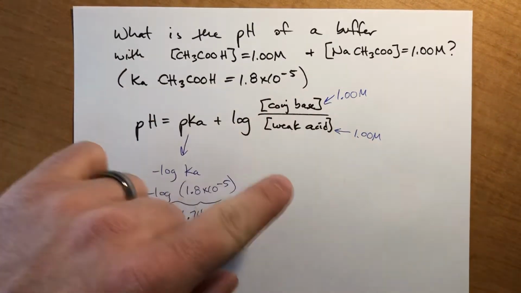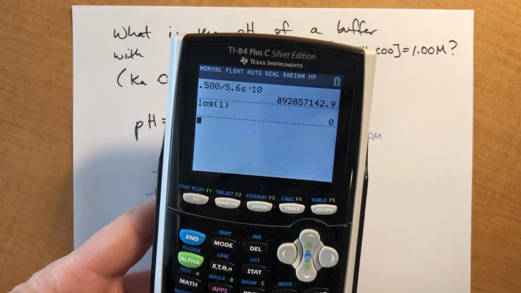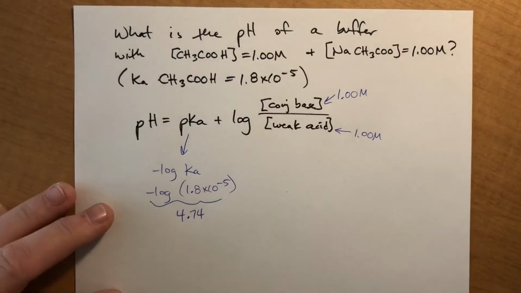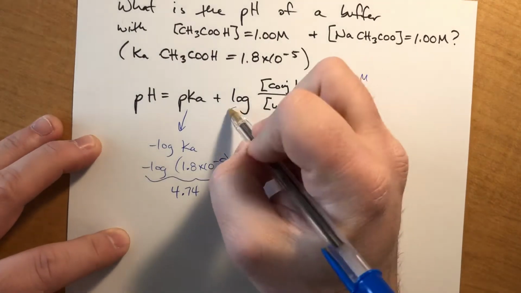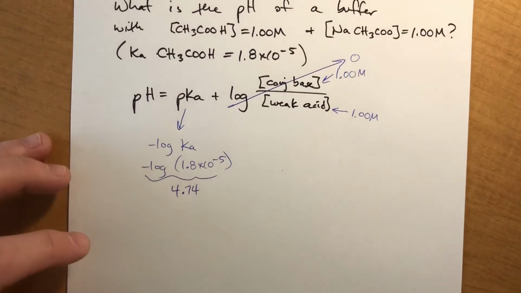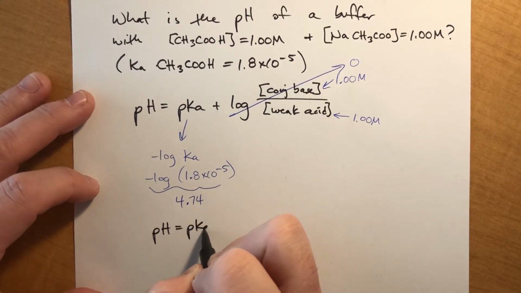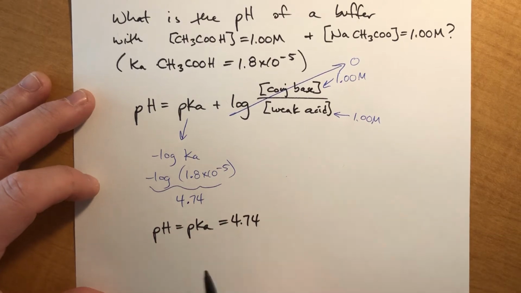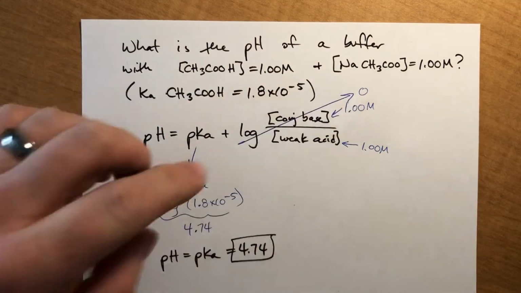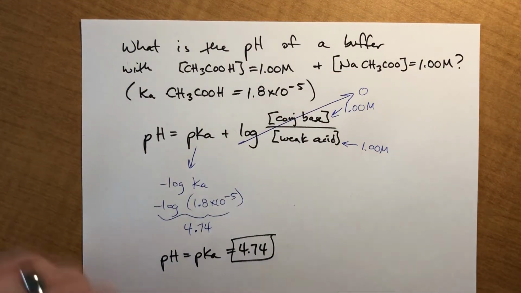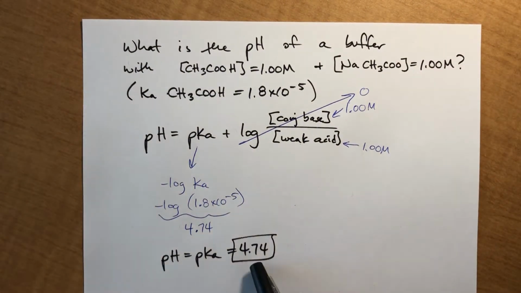And so 1 divided by 1 is 1, and if you take the log of 1, you get 0, which means for this particular problem, this whole part cancels out. All of that cancels out and becomes 0. So the pH equals the pKa, which happens to be 4.74. In other words, if you had an acetic acid, sodium acetate buffer with equal concentrations of these, the pH will be equal to the pKa, which is 4.74.